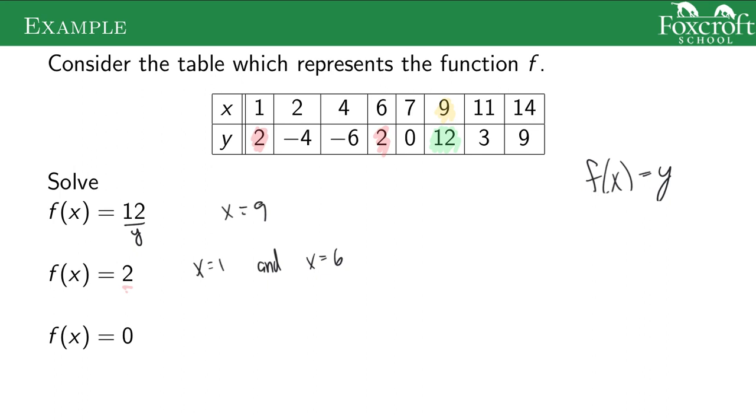And the last one, go ahead and try on your own. f of x equals 0. I'll show you the answer in 3, 2, 1. The answer is x equals 7. And again, when my y value is 0, my x value had to be 7.